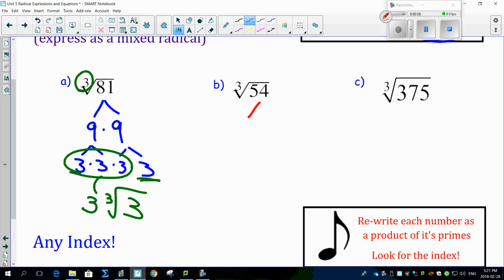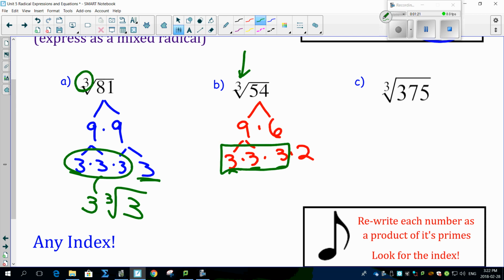Watch again. Let's break down this 54. 54 is easy. That's 9 times 6. Now, check this out. 9, of course, is 3 times 3. 6 is 3 times 2. Check it out. You are looking for triplets. 1, 2, 3. There's your triplet right there.